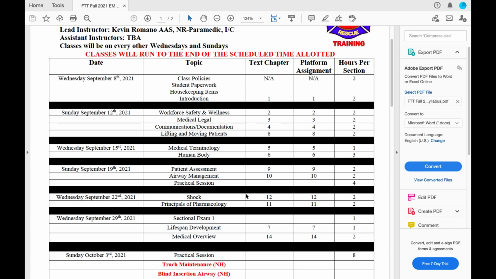And what's going to be the time frame for Sunday's class? We'll start at 9 o'clock in the morning, and we've got to go through 2 chapters, and we're going to do practical sessions on airway management. So we're going to have airway heads, and we've got to go through airway practice.